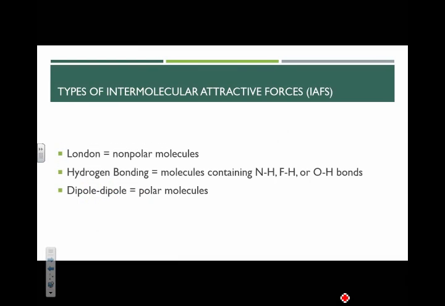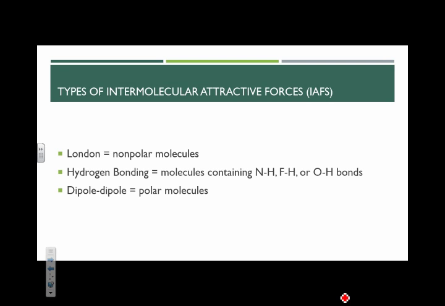There are three types of intermolecular attractive forces, and I will often refer to them as IAFs because it gets tiring saying intermolecular attractive forces all the time. Like I said, there's three. There is the London force. These come from nonpolar molecules. London forces actually exist in all of our molecules, but often the type of question that will be asked is to identify the strongest force. And so when we're asked to identify the strongest force, London will only show up for nonpolar molecules.